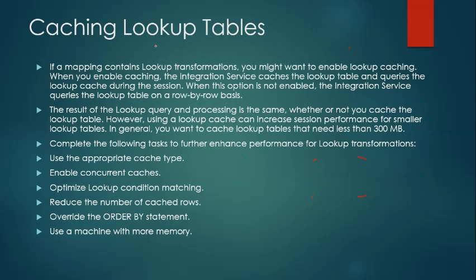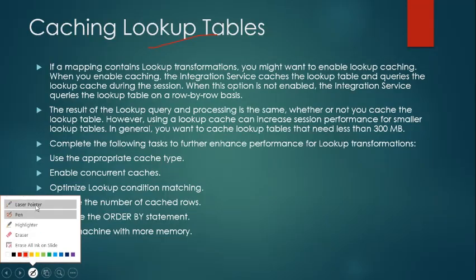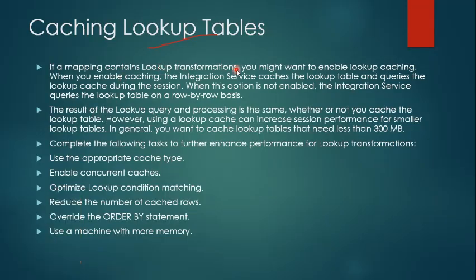Next point is lookup cache, right? So lookup tables, caching in lookup table. Suppose your mapping contains a lookup transformation, you might want to enable lookup caching. When you enable cache, the integration service caches the lookup table and the queries, right?